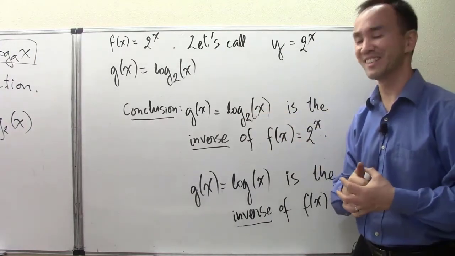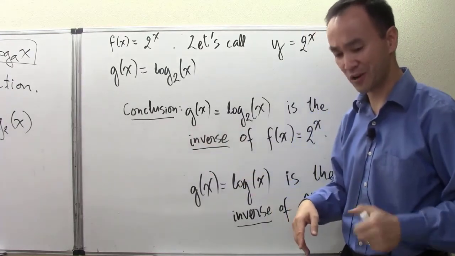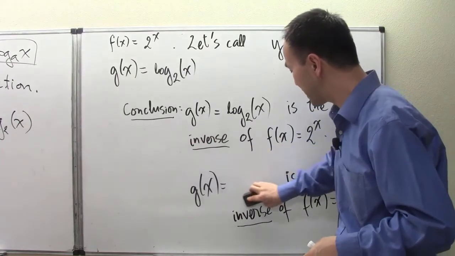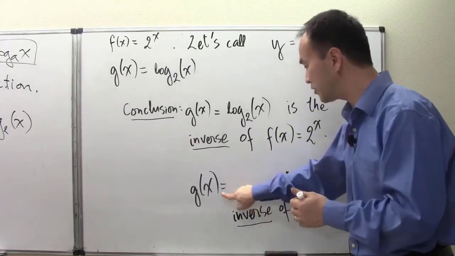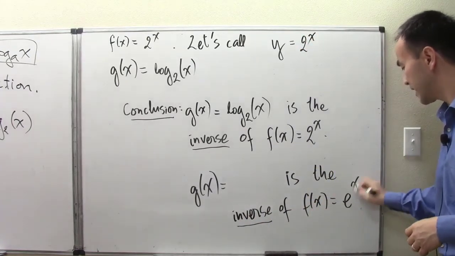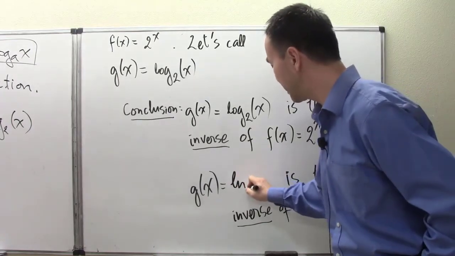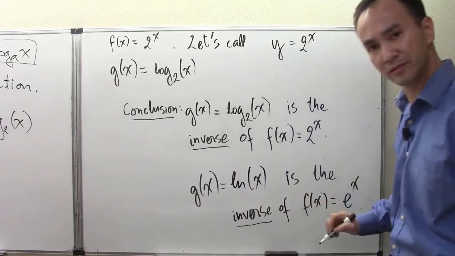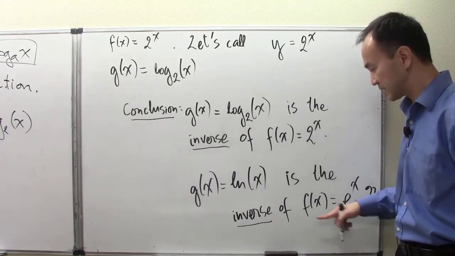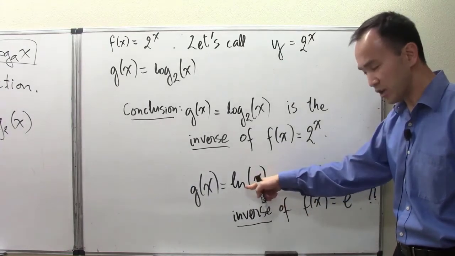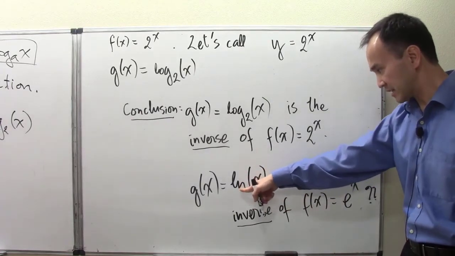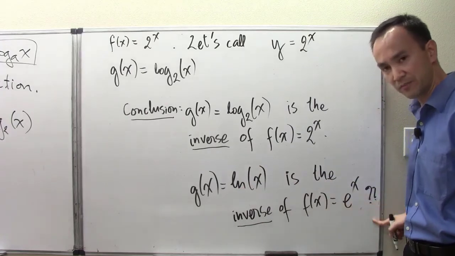All right, so now one more try over here. I'm going to put in a different pair of functions. What about e to the x? So e to the x, log base e as natural log of x. Is this true? Is natural log of x the inverse of e to the x? True or false?